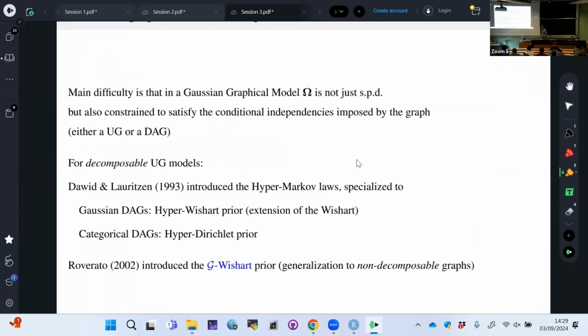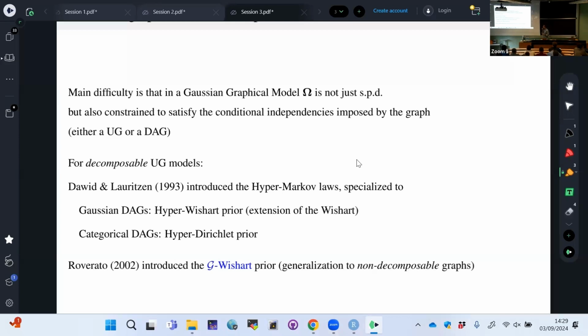This is a problem that has received quite a lot of attention in at least the last 30 years. The main difficulty in a Gaussian setting is that the parameter of interest, the precision matrix omega, is not just SPD, as we said a lot of times, but it must also satisfy the conditional dependencies imposed by the graph, which are 0 entries at some positions. This is true for undirected graphs. It is true for a DAG if we look at the reparameterization in terms of B and D, what we called the modified Cholesky this morning.